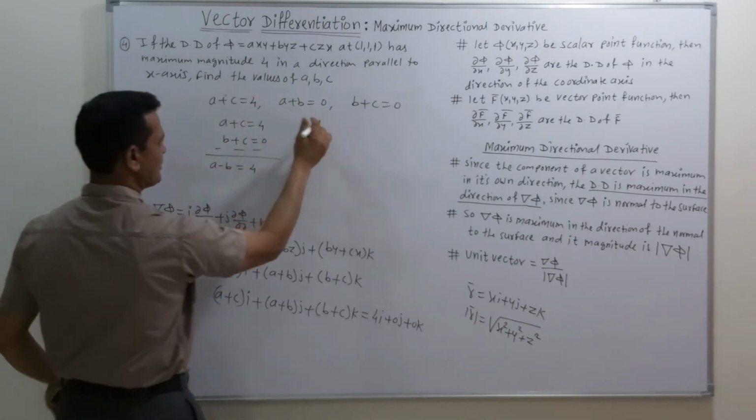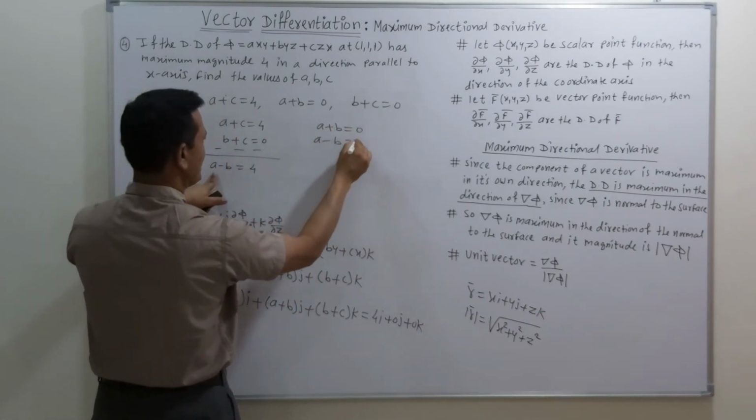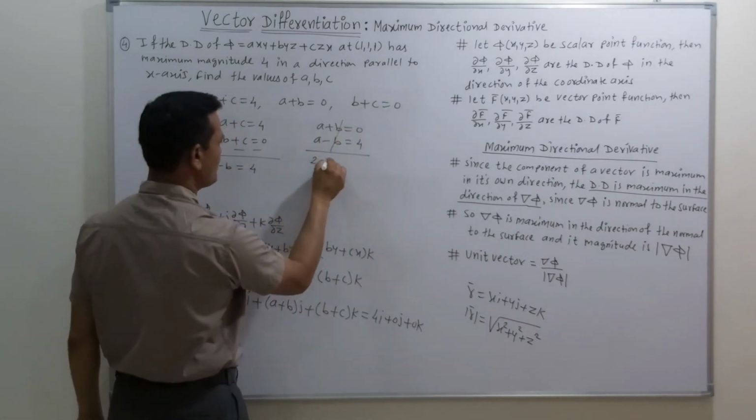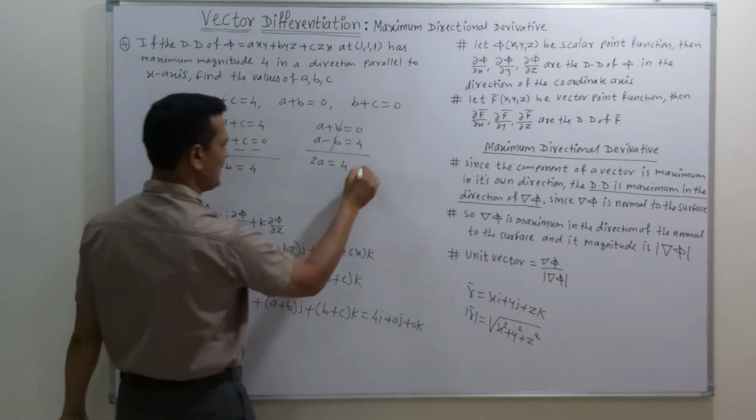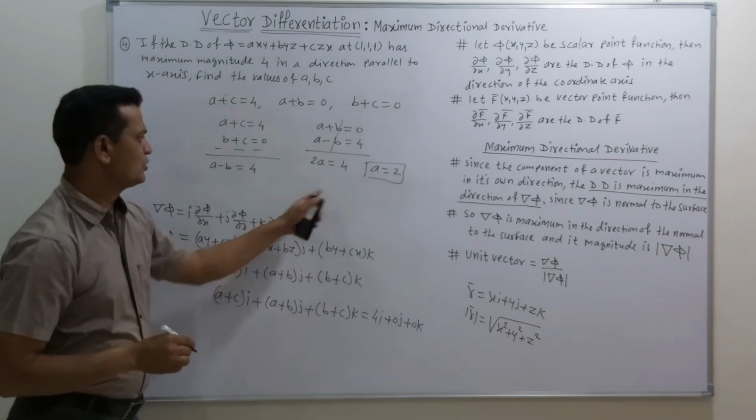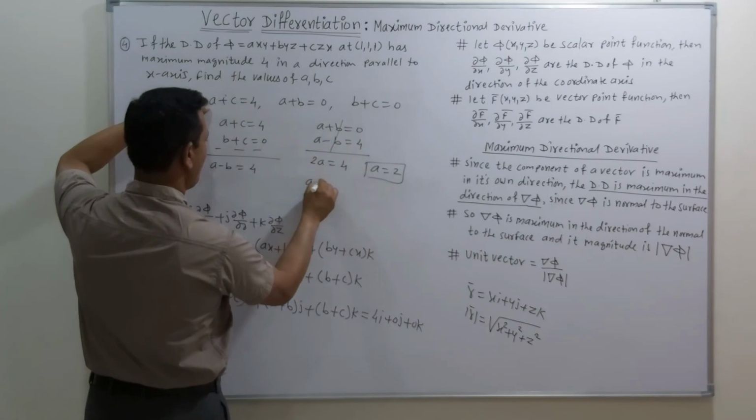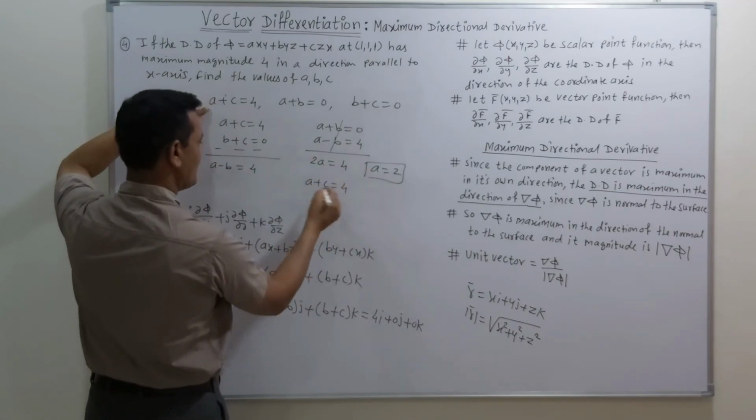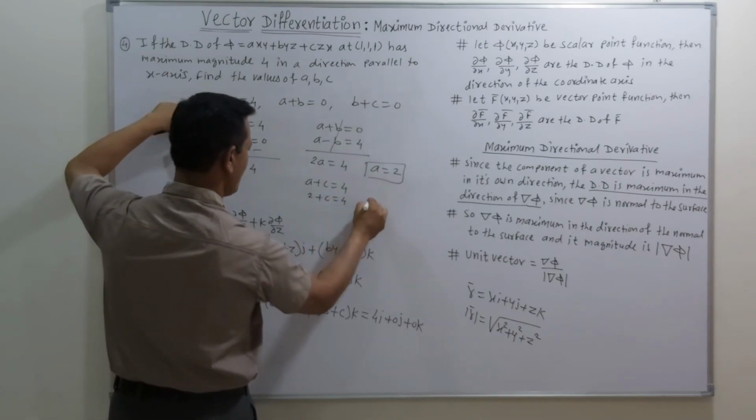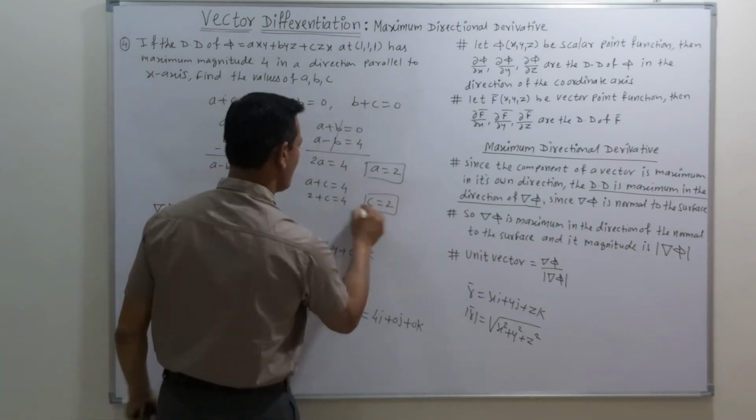Now friends, the other equation has a plus b is equal to 0, and here we have a minus b is equal to 4. If we add them, we get 2a is equal to 4. So we can easily calculate the value of a as 2. Now from the equation a plus c is equal to 4, put a is equal to 2. So 2 plus c is equal to 4, that means 4 minus 2, so the value of c is also 2.